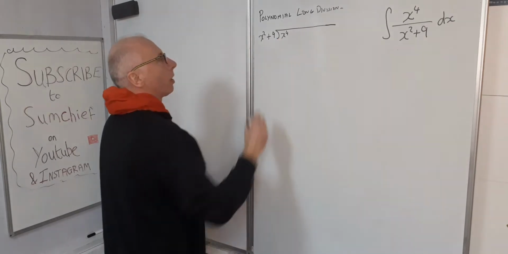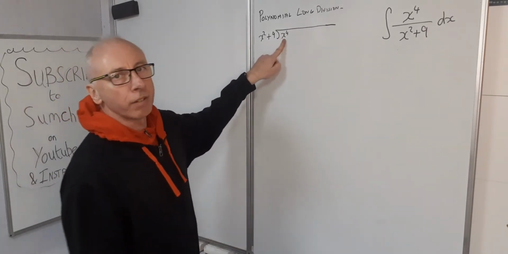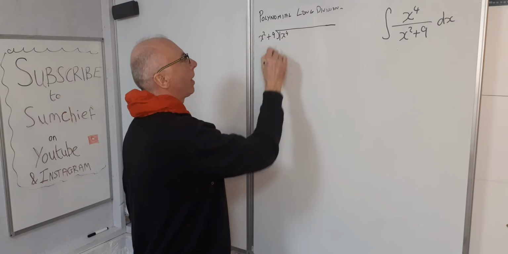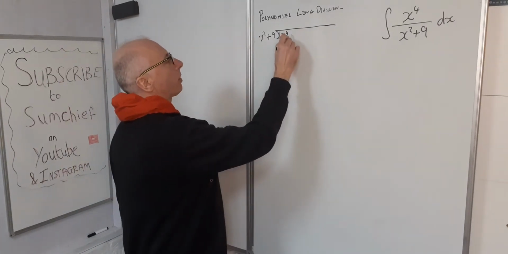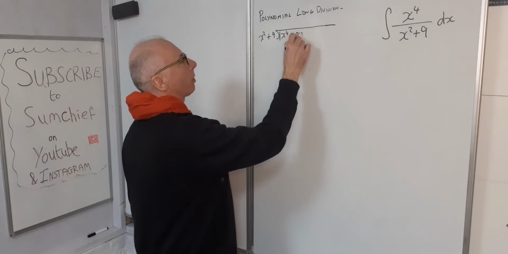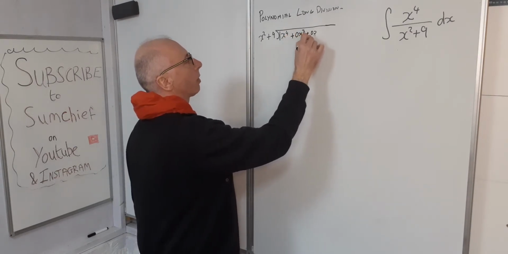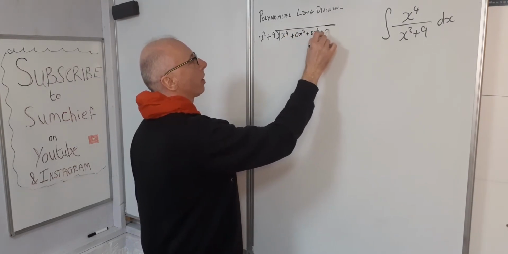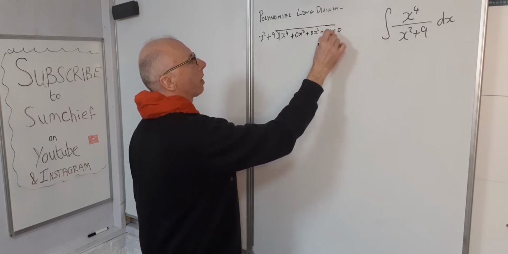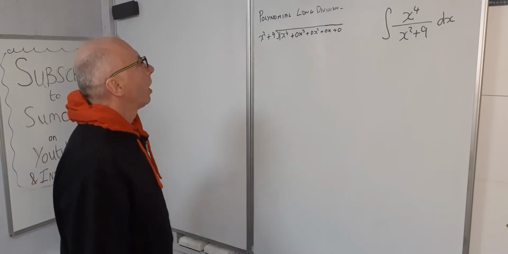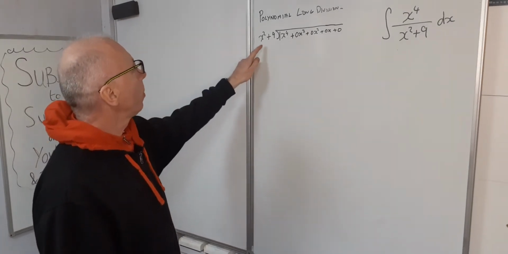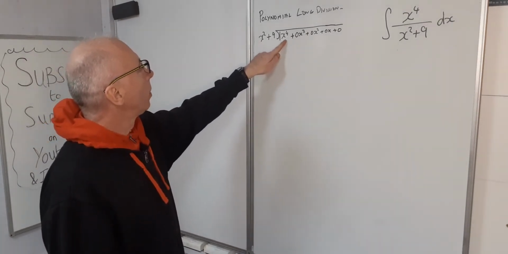Okay, so with this x to the 4, we've got an imaginary 1 in there. So we can put a 1 there. And then we go all the other ones in there, all the way down to 0. So plus 0x³ plus 0x² plus 0x plus 0. And that way then we've got everything in there.